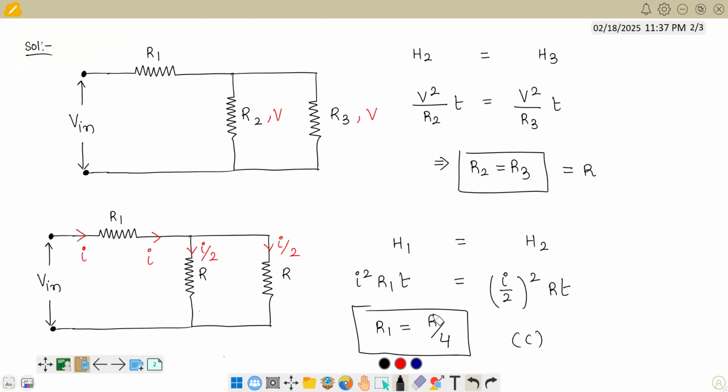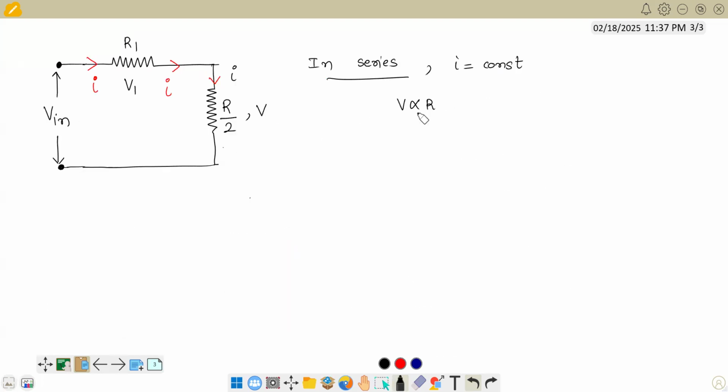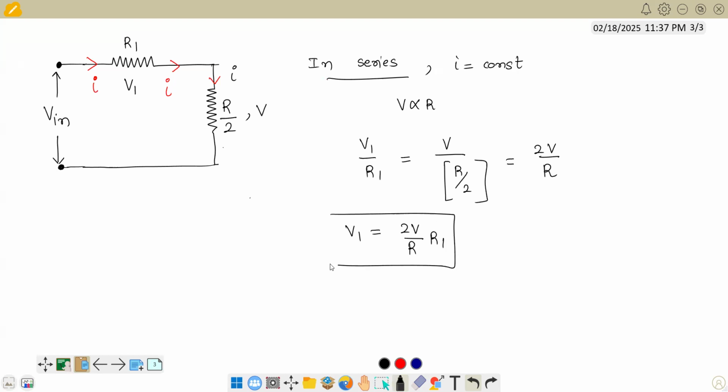The problem is completed here, but we are just looking at an alternate way also. So voltage is proportional to resistance. I can write V1 by R1 is equal to V divided by R by 2. So I can call this as 2V by R. So V1 by R1 equals 2V by R. So from this V1 equals 2V by R into R1. So this is one thing.